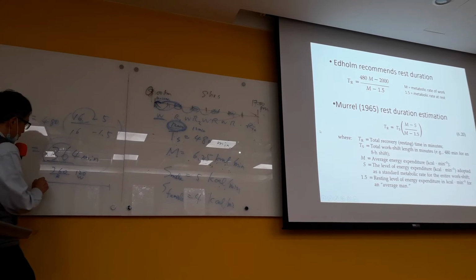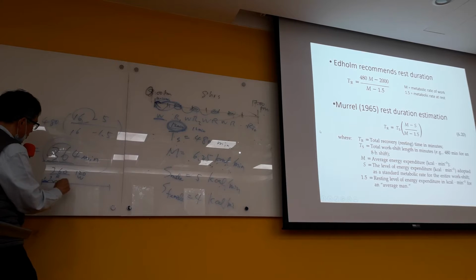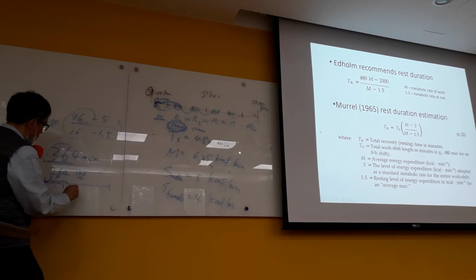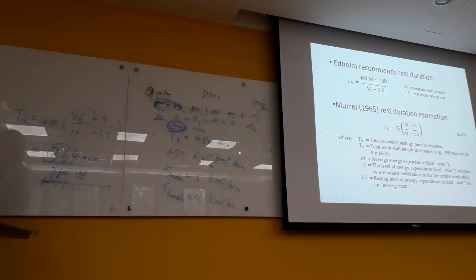So that means probably just 10 minutes work, and then what's the ratio here? 3. Okay, so 1 minute work, 3 minutes rest. 1, 3, and all the way. Now, is it possible? It depends on the job.